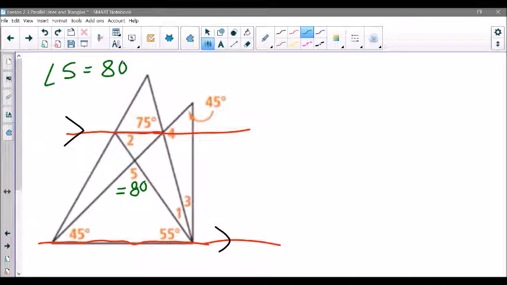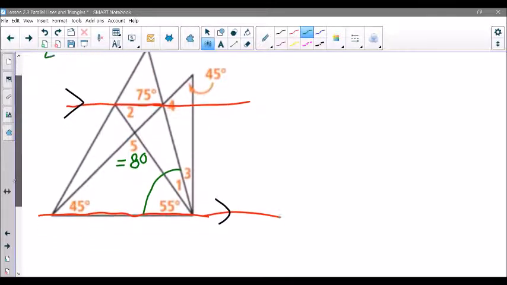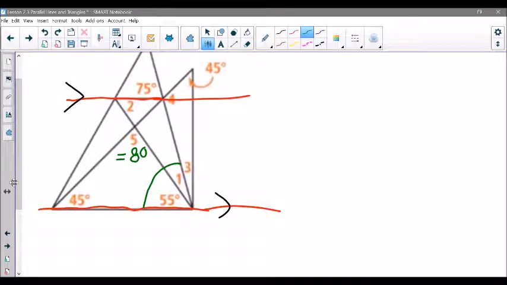What if we did this? I'll give you a hint. What if I looked at this right here? Can somebody come up with an expression for what I just highlighted? So angle 1 and 55 together. How could I say that as an algebraic expression?